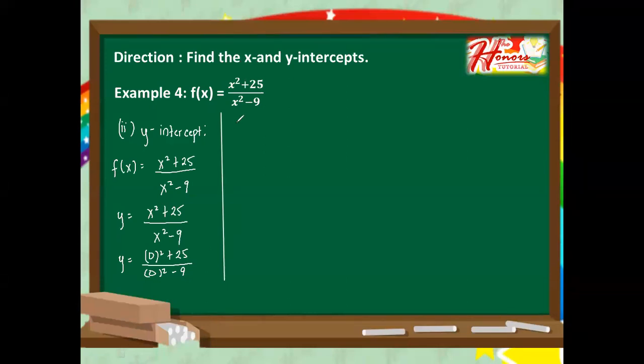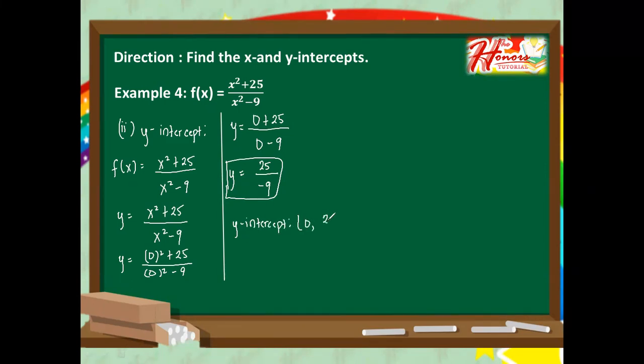And then let's just continue solving for this equation. So this will be y equals 0 squared, that is 0, plus 25 over 0 squared, that is 0 again, minus 9. So let's continue solving. 0 plus 25 is 25. 0 minus 9 is negative 9. So we can say that y is equal to 25 over negative 9. So our final answer is y-intercept is 0 and 25 over negative 9.